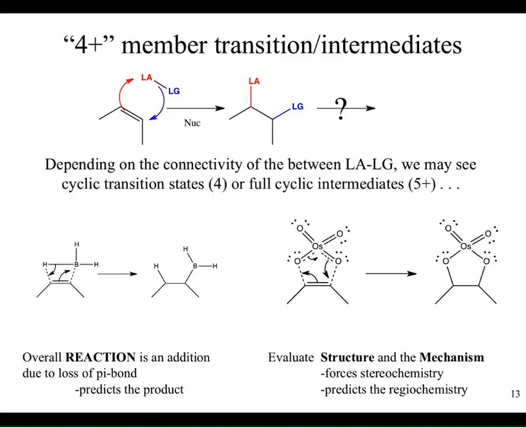Depending on our connectivity between our Lewis acid and our leaving group, we may see different cyclic states. In the case of the 4, they're almost always transition states. If they're 5 or larger, we're looking at full-on intermediates. So we've got overall mechanisms kind of aligned here. Boron is your big characteristic marker for these 4+ member transition states.